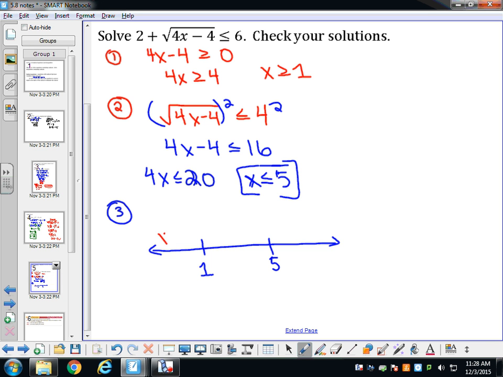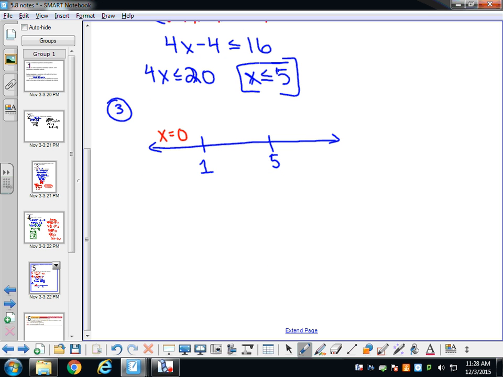So if I let x equal 0, when I test x equals 0, 2 plus the square root of 4 times 0 minus 4, I get 2 plus the square root of negative 4, which I can't do. Can't take the square root of a negative answer. So this is not a solution.